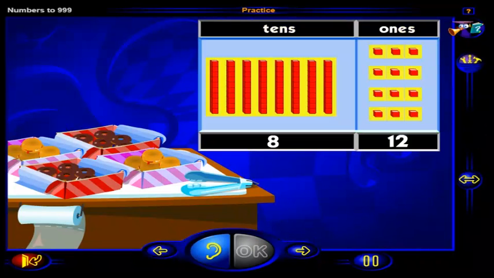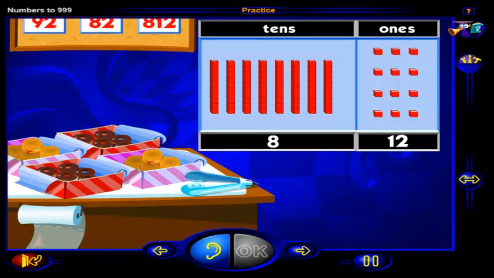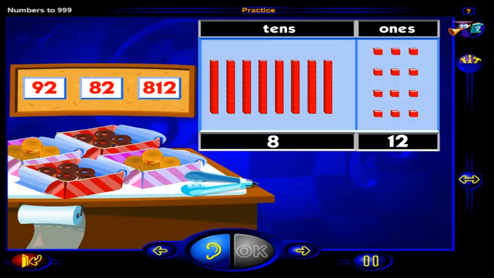These blocks show the number of donuts in these boxes. How many donuts are there? Click on the number, and when you're done, click OK.